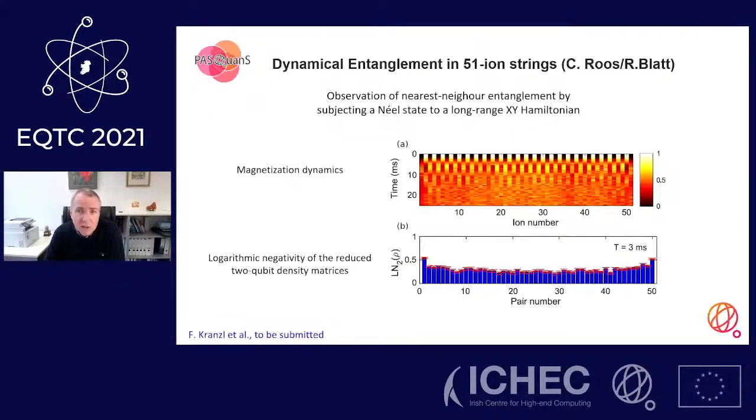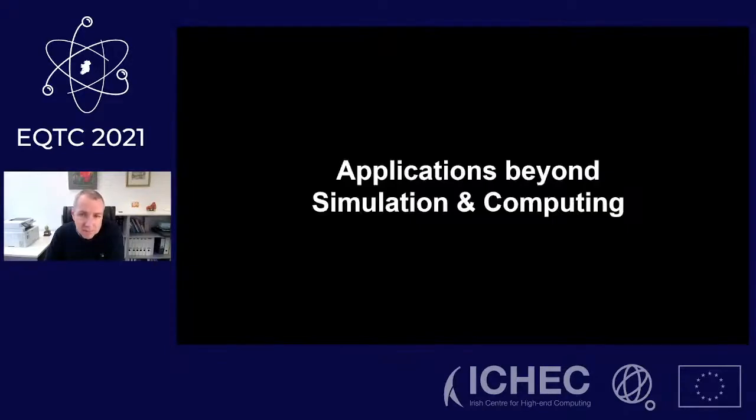It also allows us to generate new entanglement and large degrees of entanglement across this 50 ion chain through dynamical evolution of the system, and probe and reveal this directly in the experiments. So let me go finally to just a few minutes spent on where I see applications beyond simulation and computing. And this is in the context of metrology.